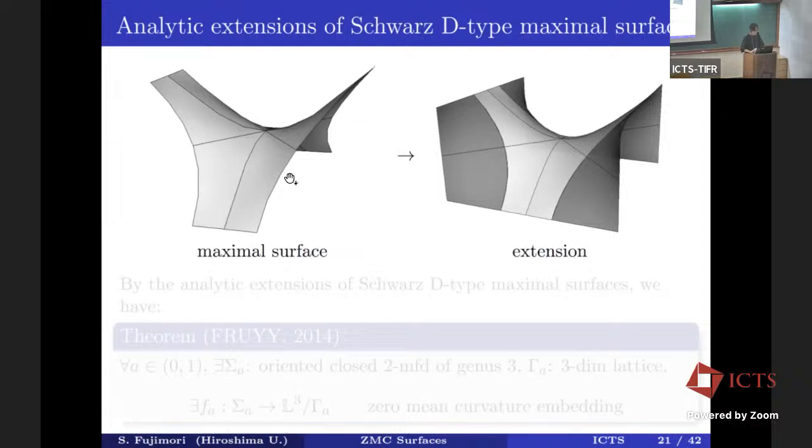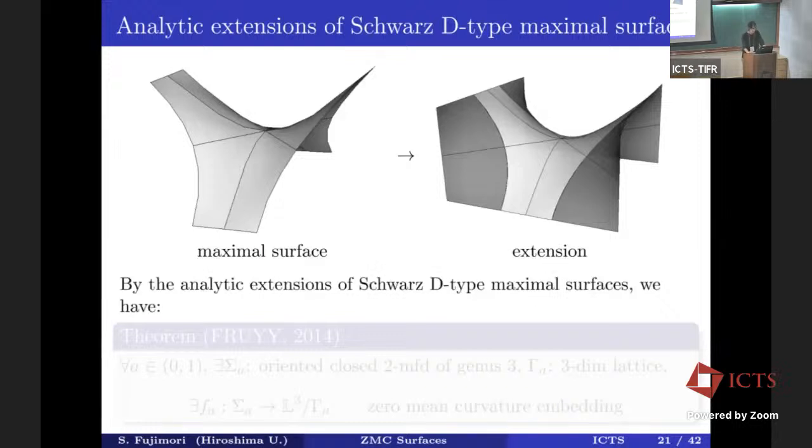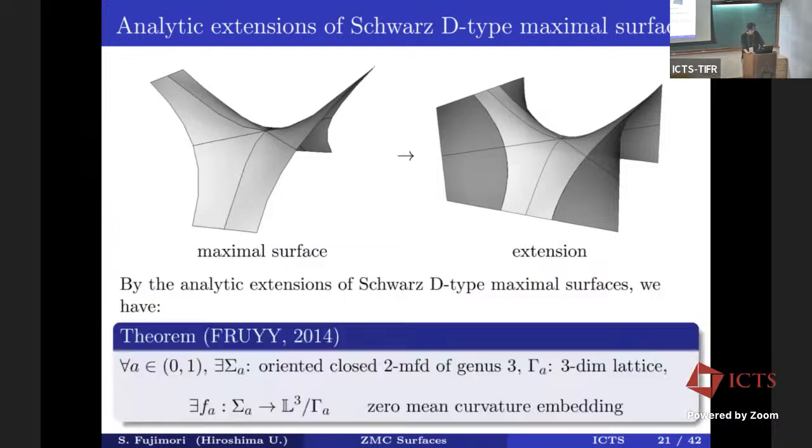So we have the Schwarz D-type maximal surface with fold singularities, as I showed before. And so we extend this surface as a zero mean curvature surface. After extension, we have this theorem: for any A, the parameter, there is an oriented closed manifold of genus 3 and a 3-dimensional lattice, so that F is a zero mean curvature surface embedded into this torus.